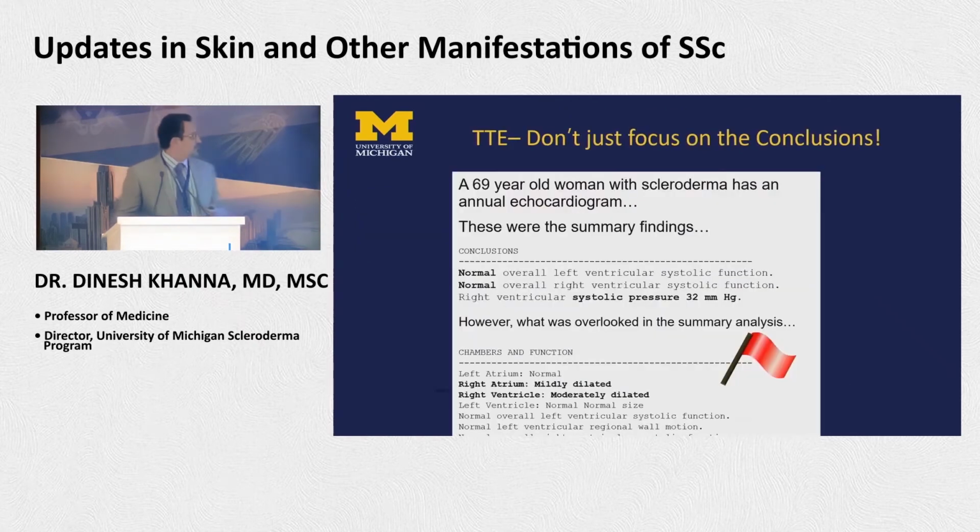And this is a patient where, as a rheumatologist, you look at the conclusions: normal left ventricular function, right ventricular pressure of 32, but then you forget to look at the right atrium and the right ventricle, which are dilated. What you want to preserve is the function of the right side of the heart, not the pressures. So this patient, despite having a systolic pressure of 32, should get a right heart cath.